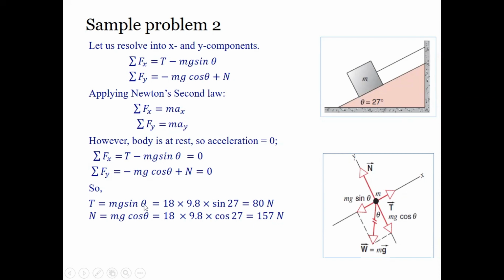Now we substitute the value of theta as 27 degrees and reduce these equations to find the tension T and the normal force. It is 80 newtons and 157 newtons respectively. The mass has been substituted as 18 kilograms, and the g value is 9.8 meters per second squared.